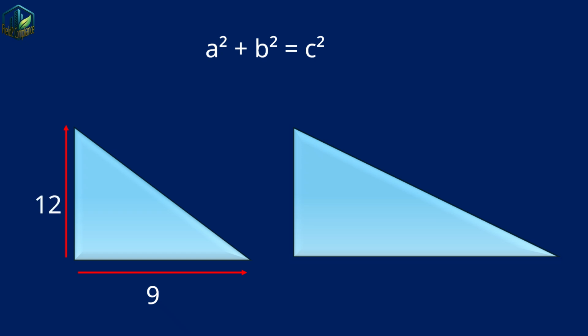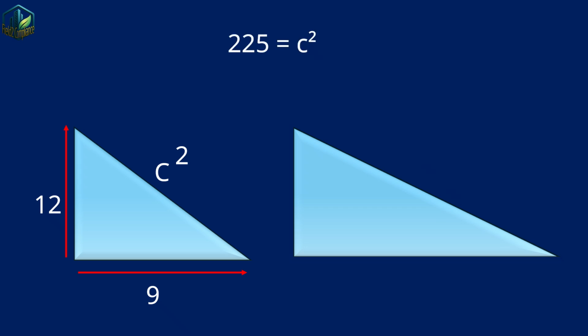For the triangle on the left, the length of the two sides are given as 9 and 12. So A is 9 and B is 12. Substitute the lengths into the formula, and you get 9 squared plus 12 squared equals C squared. The squares of the sides become 81 plus 144 equals C squared. 81 and 144 give you 225, and you're left with 225 equals C squared.